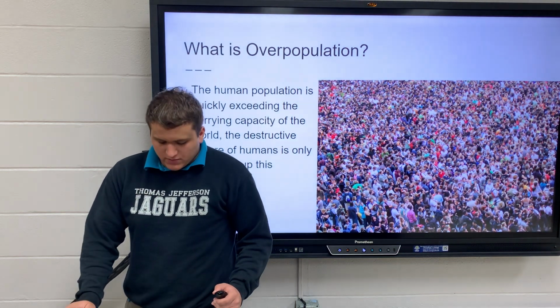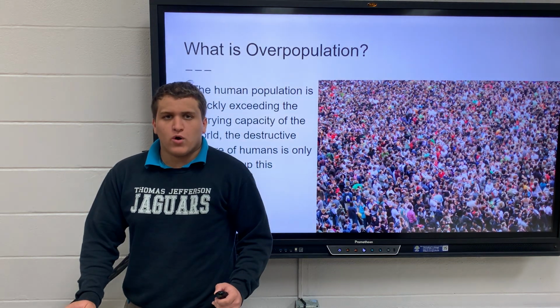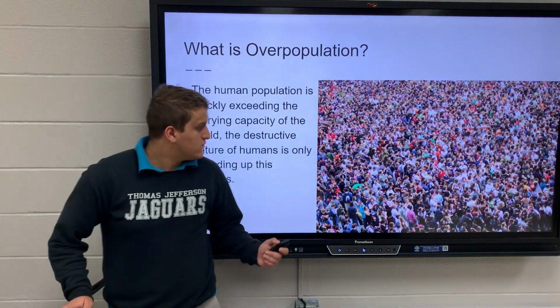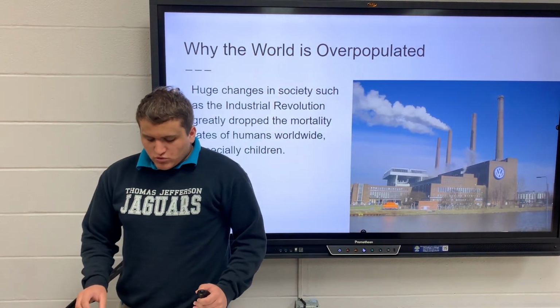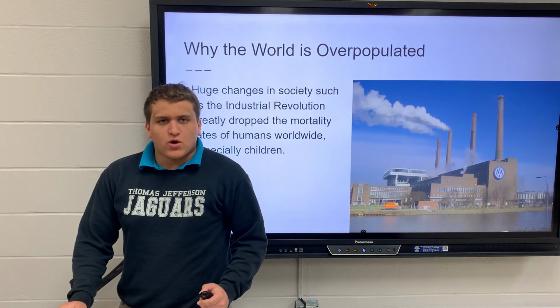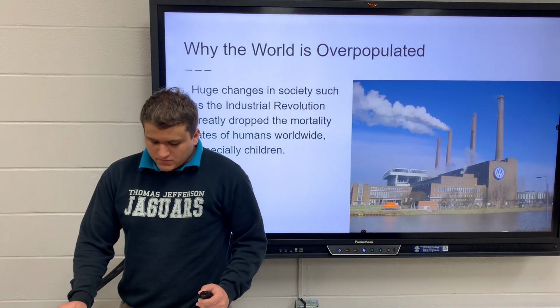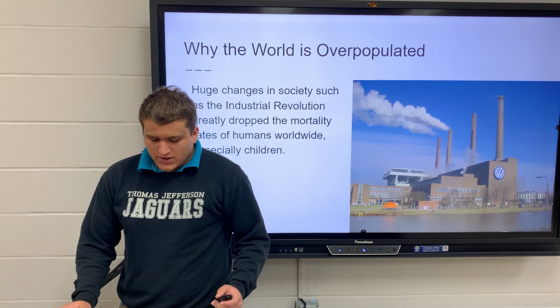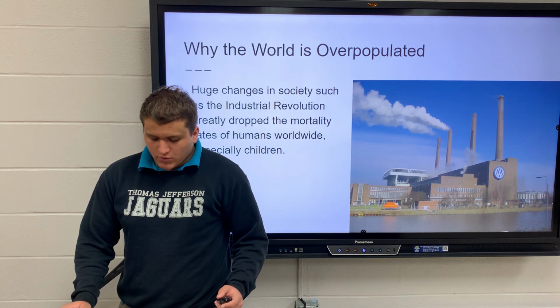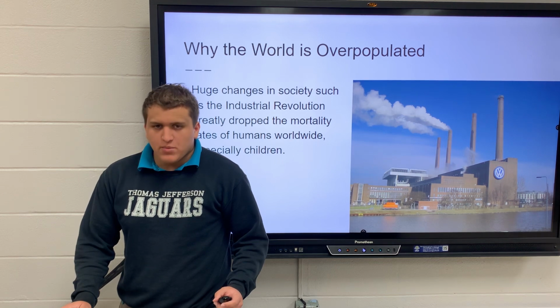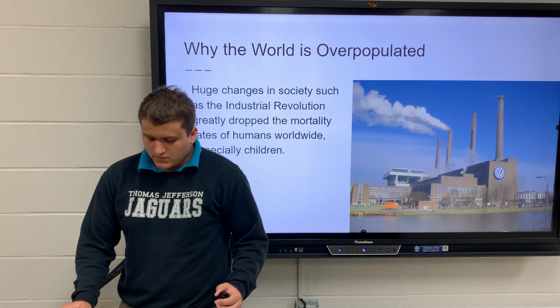But before I talk about the effects and possible solutions of overpopulation, it is important to know how the world has become overpopulated. The exponential growth seen previously was a direct result of the Industrial Revolution, a huge change in society that dropped the mortality rates of humans worldwide, especially that of children. This sudden decrease in the mortality rate has had no effect on the birth rate, and as a result, the world's population grew to what we see today.